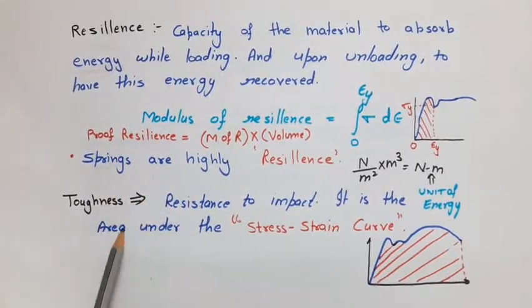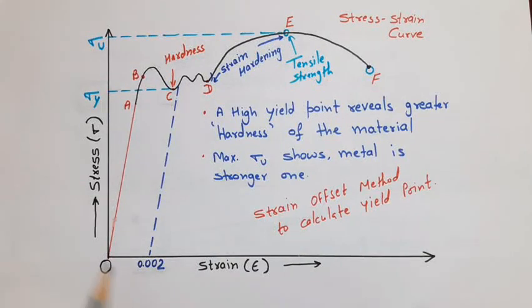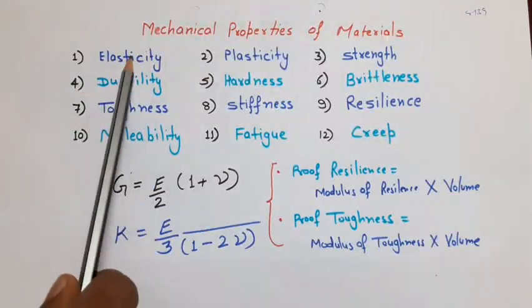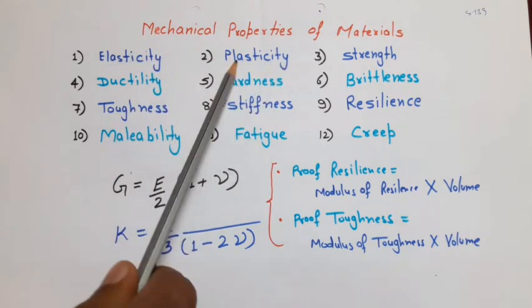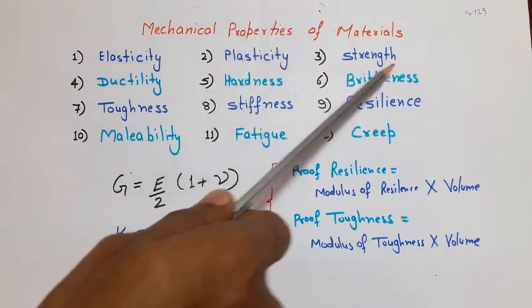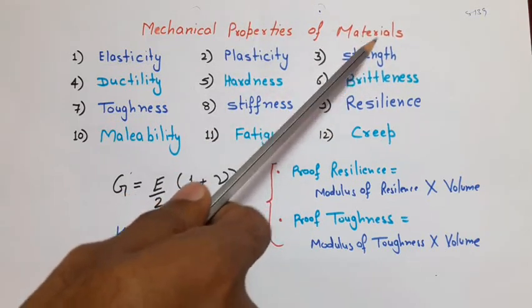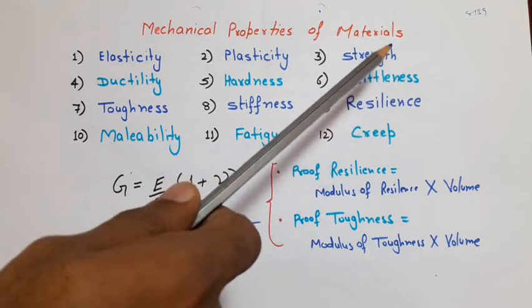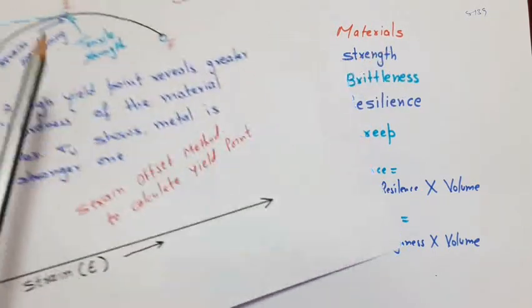So up to now, we know about elasticity, which is the tendency of a material to regain its shape on unloading. We know about plasticity, which is permanent deformation. We know about strength, or specifically tensile strength, which corresponds to ultimate stress, meaning the higher the ultimate stress, the higher the tensile strength.